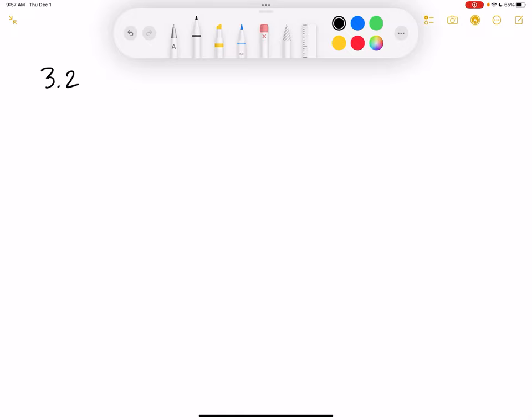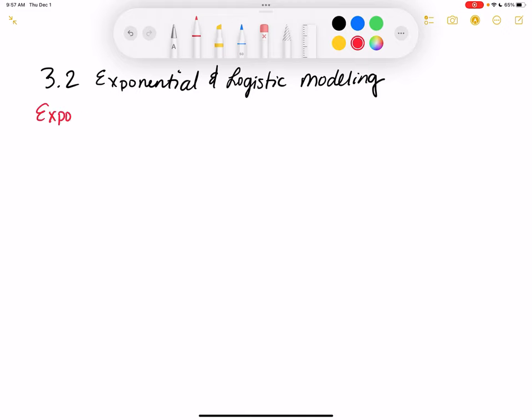Right, 3.2, exponential and logistic modeling. So the one note for this section is for an exponential population model.